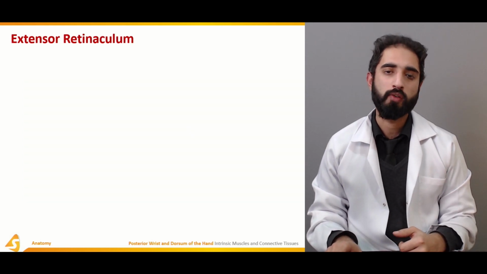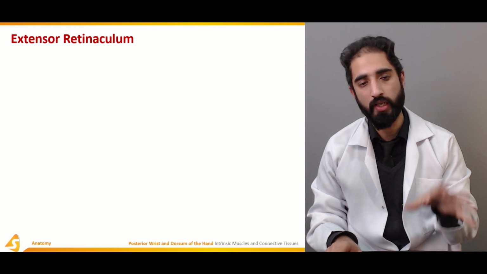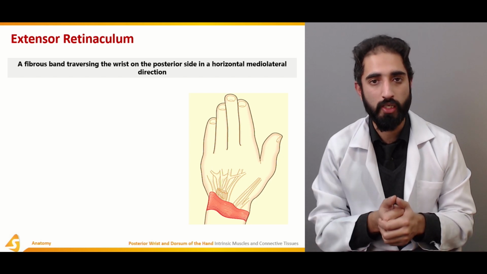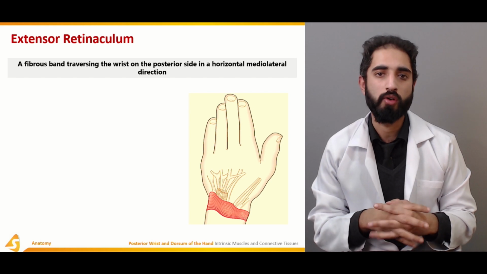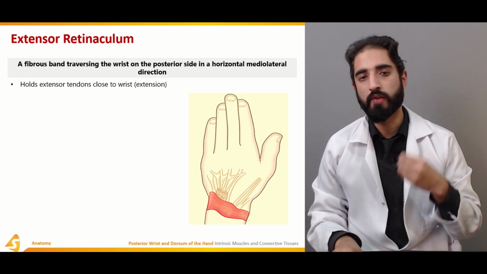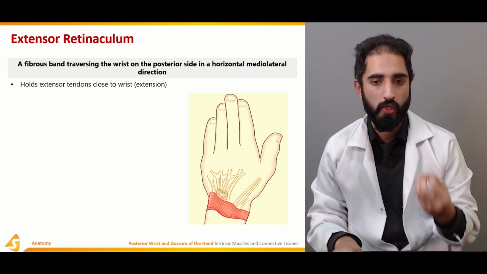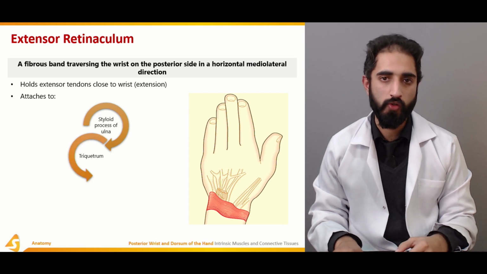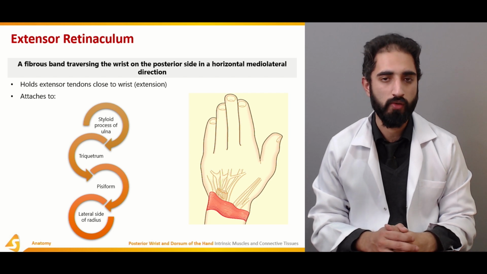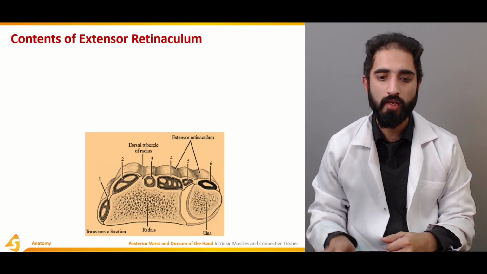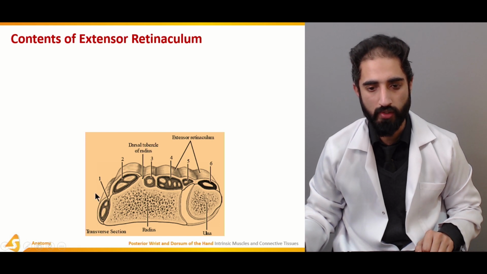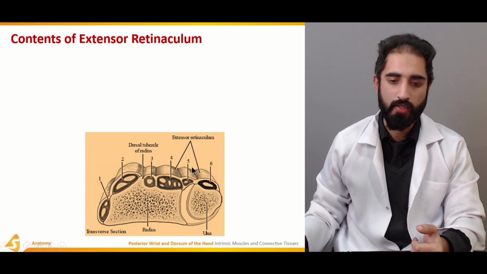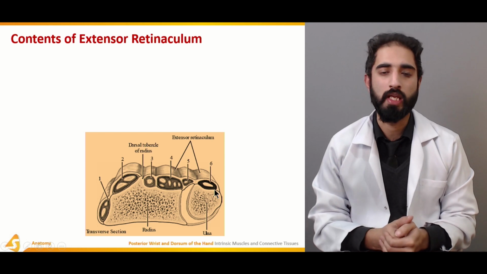Just like the palmar aspect of the wrist and hand has the flexor retinaculum, similarly on the dorsal aspect we have the extensor retinaculum, which is a fibrous band traversing the wrist on the posterior or dorsal aspect in a horizontal mediolateral direction. Its function is to hold the extensor tendons close to the wrist, thus not allowing the bowstring effect, and it attaches to the styloid process of the ulna, the triquetrum, the pisiform, as well as the lateral side of the radius. Here you can see the extensor retinaculum, the radius and ulna, which are the bony structures, and the tendons beneath the extensor retinaculum.